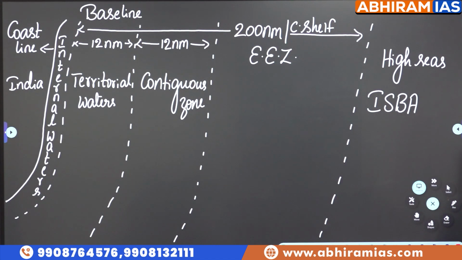Second point, internal waters. It is an area in between baseline and coastline. It is not calculated while dividing the region.